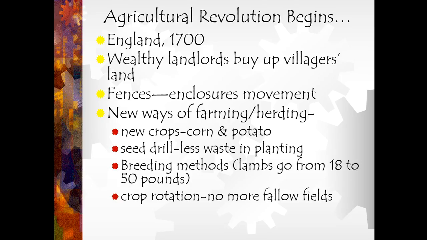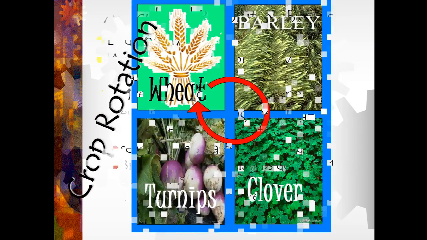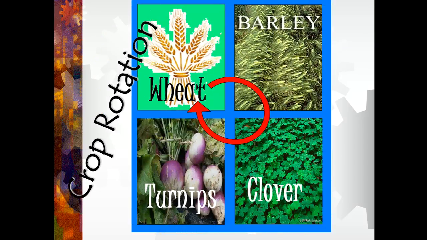So lambs, for example, went from 18 pounds to 50 pounds because of the breeding methods. And with crop rotation, there would be no more empty fields. And so crop rotation is explained on this next slide here. And what it means is that we are going to take the crops in our fields, and each year we're going to rotate them by one quadrant.